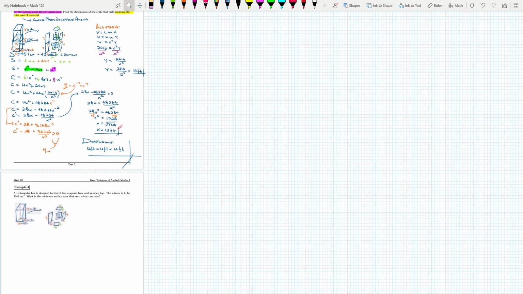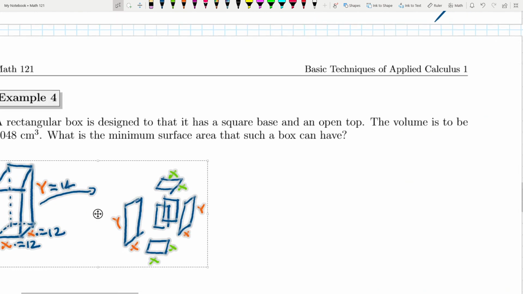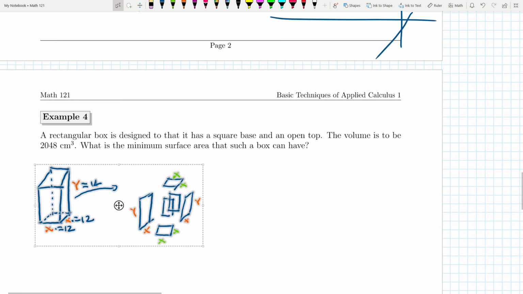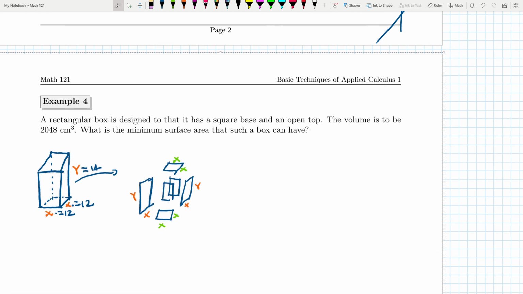Perfect. I was able to drag it. All right. Now, a rectangular box is designed so that it has a square base, but in this case, an open top. That is, it has the 4 sides and the bottom, but in this case, it's not going to have a top. It's going to be an open box.